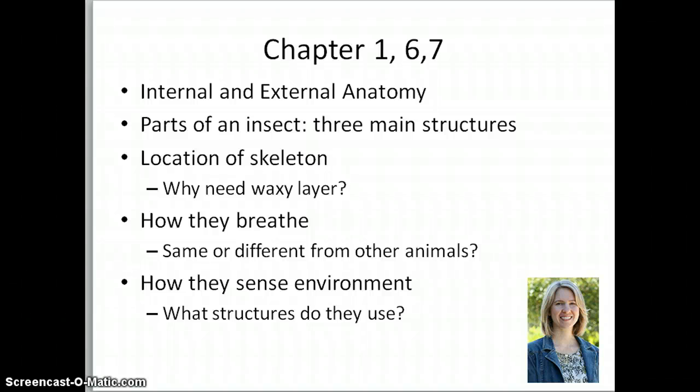You can also describe how they breathe and if that is the same or different from other animals. You can also describe how they sense their environment and what structures they use to do so.